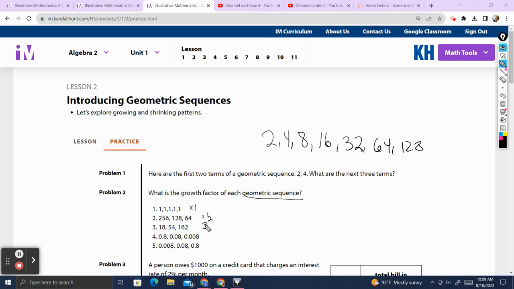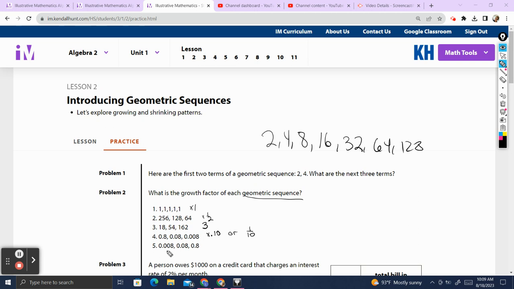0.8 to 0.08 to 0.008. The decimal moves over each time, so I'm multiplying by 1/10. So I'm going to write it like this, or you can write your growth factor as 1/10.